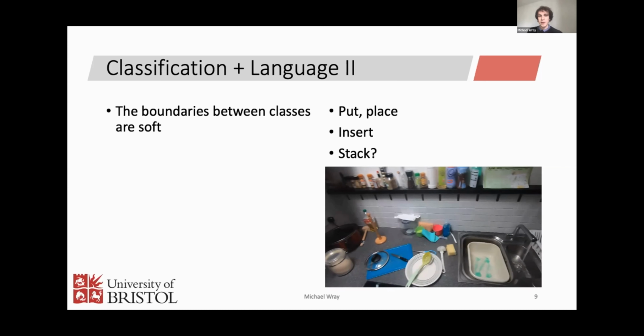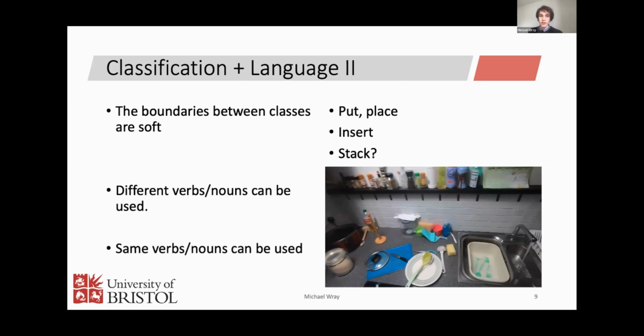So when we think about this, we see that the boundaries between verbs are soft. Generally when we're thinking about classification, we're trying to group things together so that they're minimally overlapping classes. But in the case of language, due to the different contexts, we find that this is not the case. For the same action, different verbs or different nouns can be used. And for different actions, the same verbs and nouns can be used. So when we're looking at language and classification, we find this problem that underlies both of them.